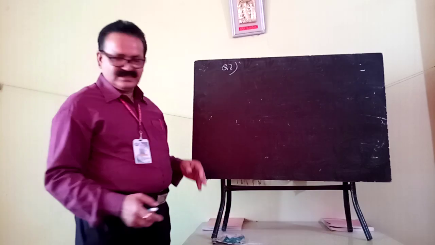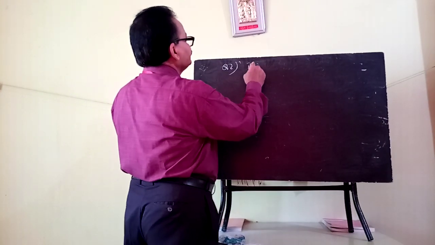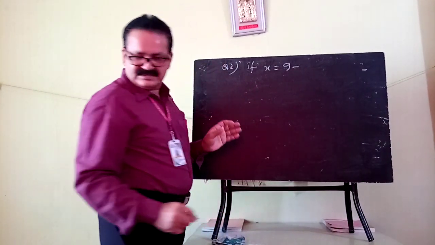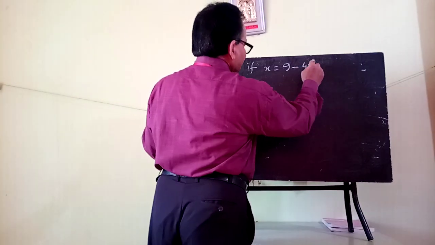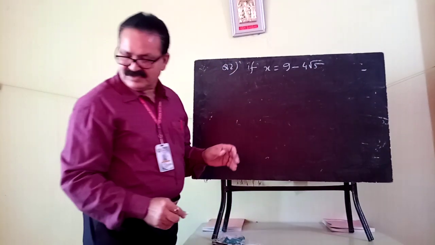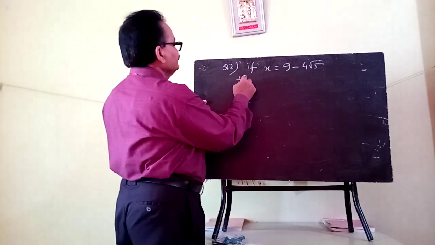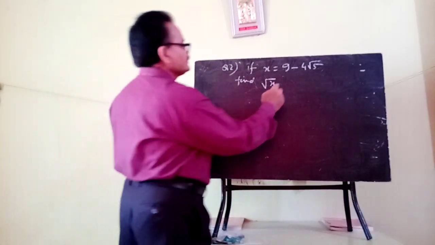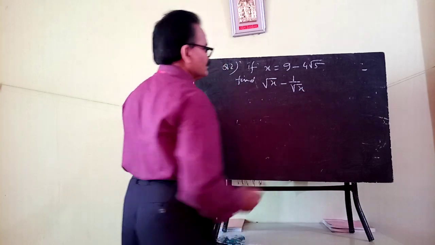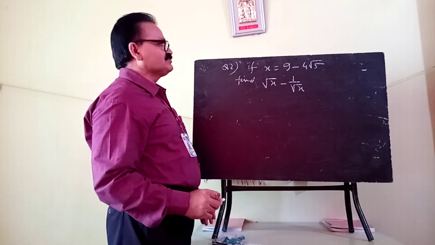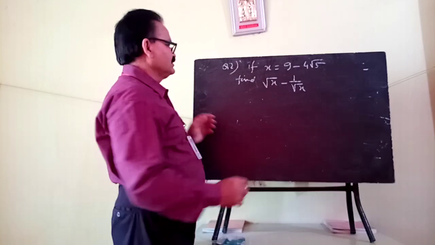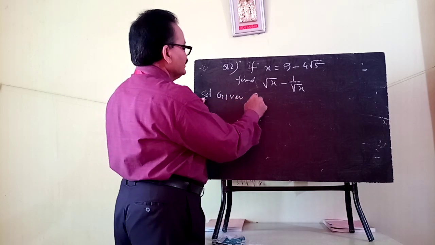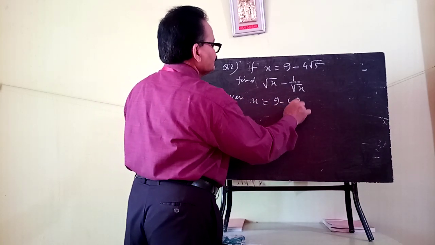Suppose your question is: if x equal 9 minus 4 root 5, then you have to find square root of x minus 1 upon square root of x. Your given part is x equal to 9 minus 4 root 5, and you have to find out this one. Okay, so you write given solution. Given x equal 9 minus 4 root 5.